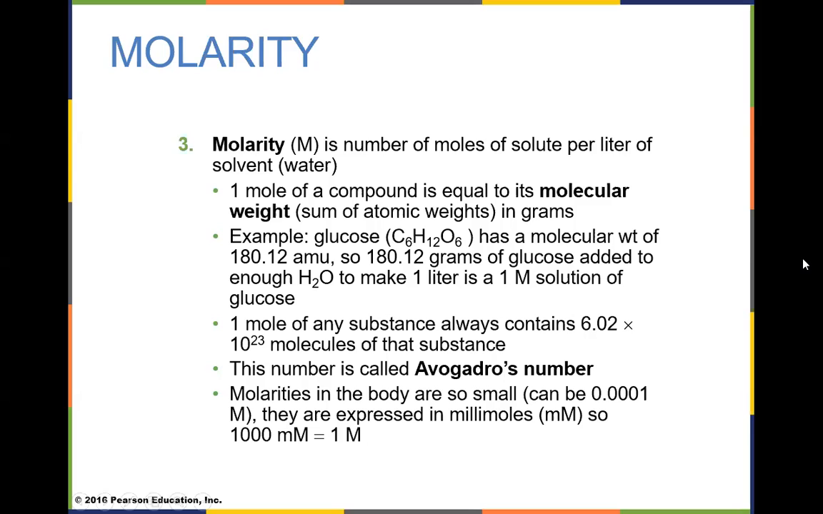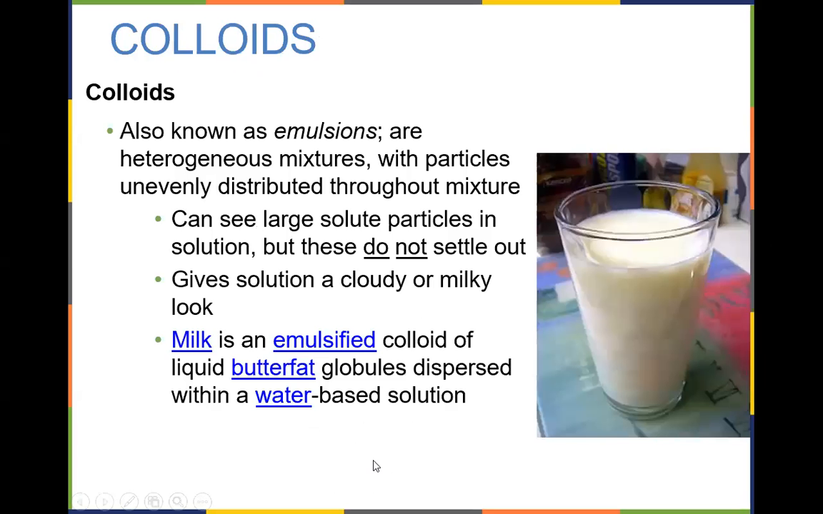Avogadro's number is 6.02 times 10 to the 23rd. Okay, and a mole is the molecular weight of any compound in grams. Okay. So that's a solution. Now the second type of mixture. Now remember, the ingredients of a mixture are only physically intermixed. There are no chemical reactions taking place. They have not been changed. With a mixture, you can actually separate out the components.